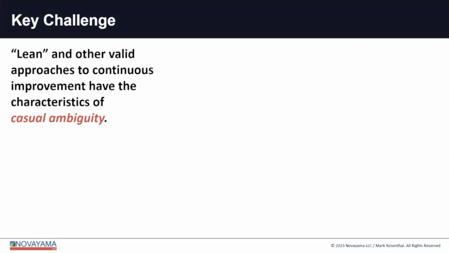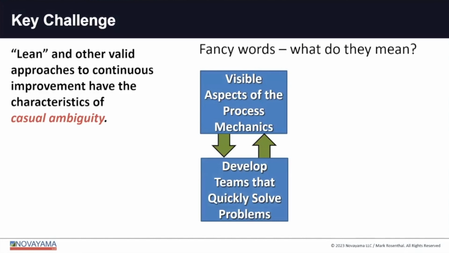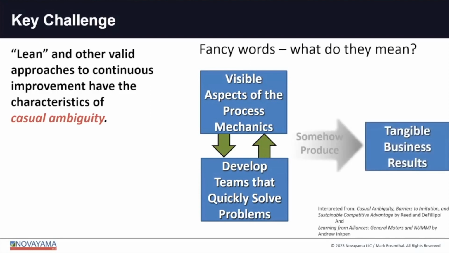Our key challenge here is Lean and Add-A-Kata and other approaches to CI have what's called causal ambiguity, which means it's really hard to establish a direct link between what you're doing and the outcome. So what that means is we put in a lot of processes and process mechanics, and we develop teams that are quickly able to solve problems, and somehow that produces tangible business results.